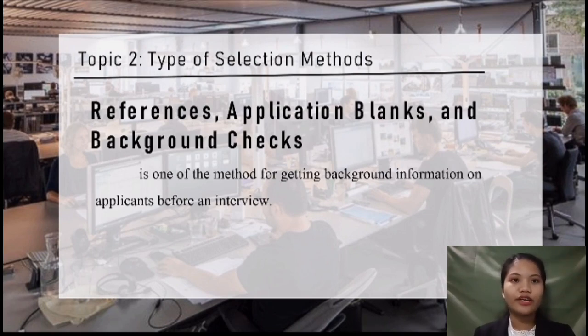Next is the references, application blanks, and background checks. It is one of the methods for getting background information on applicants before an interview. It is also considered as weak predictors. Why? Because the main reason for this low validity is the evaluation supplied, and most reference letters are so positive that it is hard to differentiate applicants.